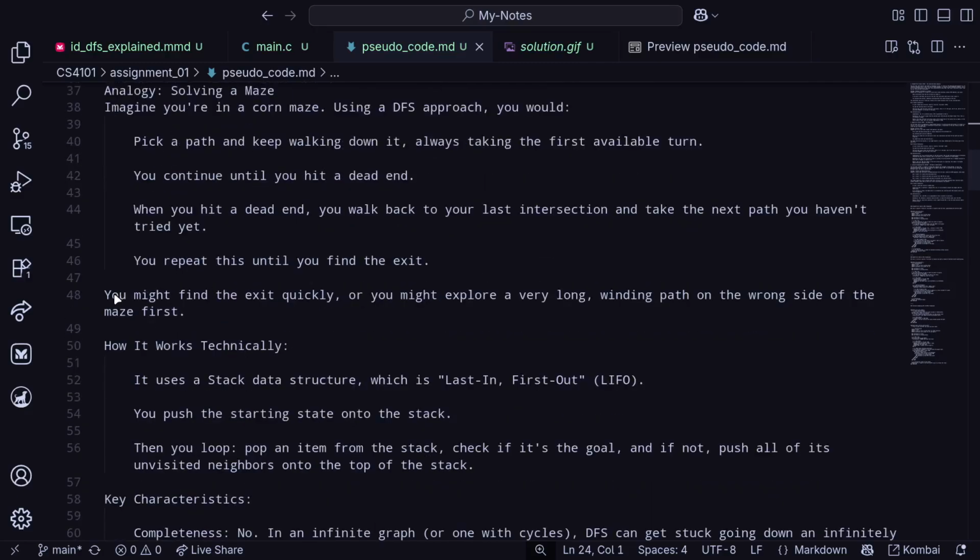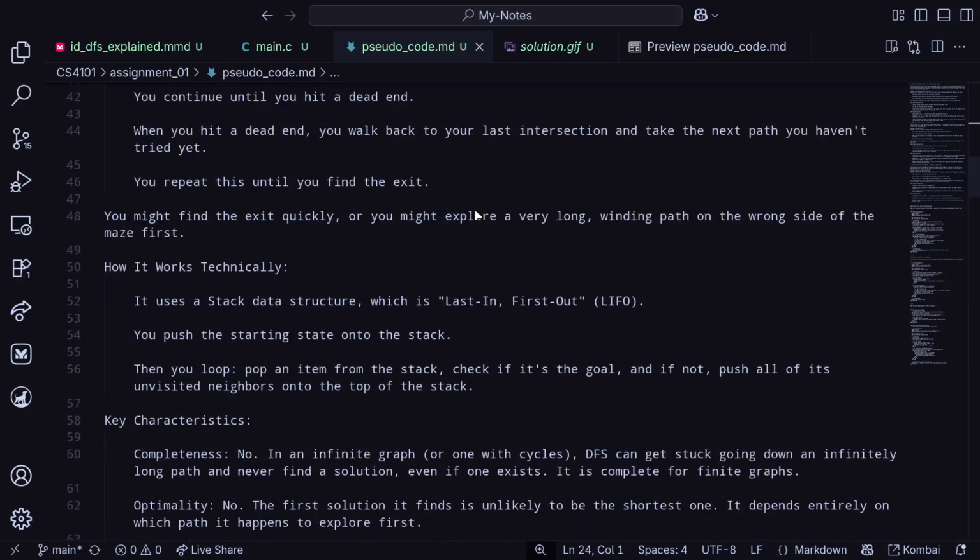Now the point is, you might find the exit quickly, or you might explore a winding path on the wrong side of the maze for a very long time first. Suppose the answer lies at the end of the maze and you are going through the first part, then the second part, then the first, then the second, and so on. It will take you quite a long time.